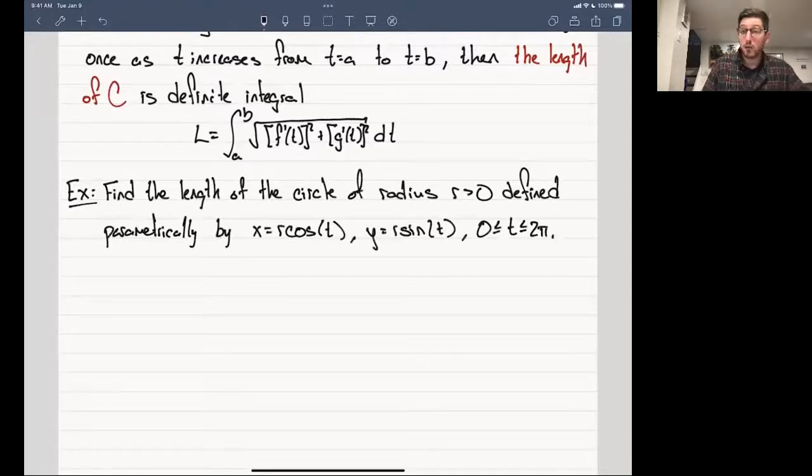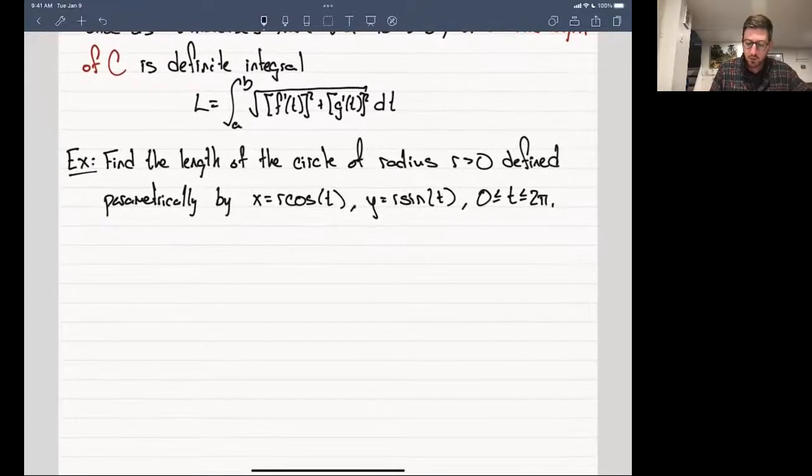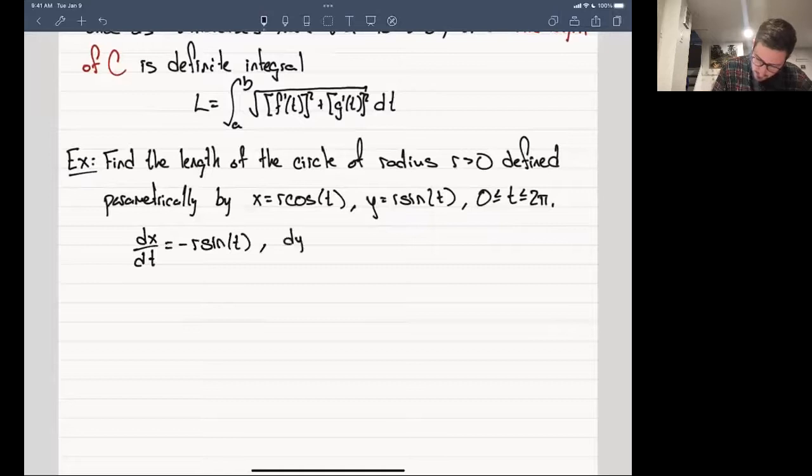Now, you probably remember from your first introduction to geometry that the circumference of a circle, the perimeter, the outer curve of your circle, is 2 pi times the radius. So if we do this right, the length of our curve should again be 2 pi times the radius. Now, we need the derivative of the x component and the derivative of the y component. So let's first compute dx dt. This is minus r sine of t, and dy dt is equal to r cos of t.